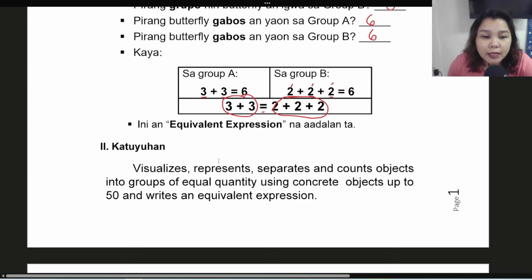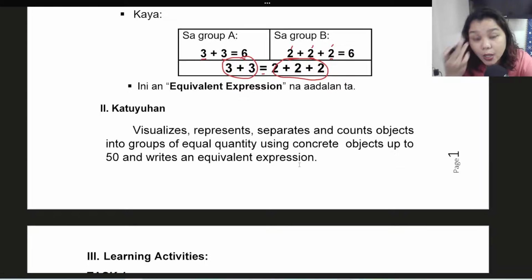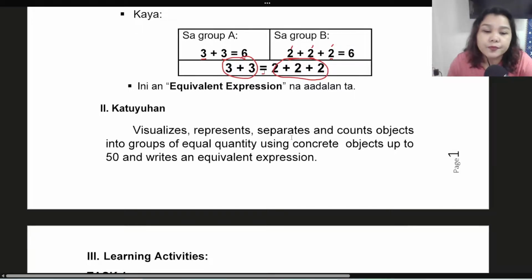Okay, katuyuhan: visualizes, represents, separates, and counts objects into groups of equal quantity using concrete objects up to 50 and writes an equivalent expression. So, yaon kita, magko-concentrate kita. We're going to focus more on equivalent expression. So, this is using more of what we learned in addition.